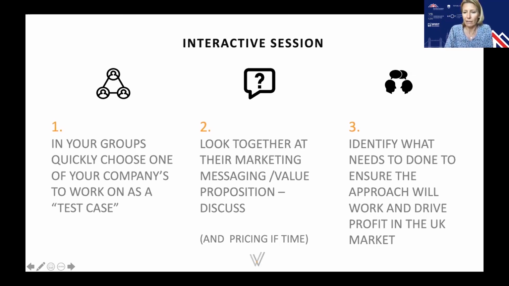And that's what I'm talking about here in step 3. Identify what needs to be done to ensure the approach will work and drive success and profit in the UK. Now, I've got in brackets there to think about your pricing if you have time. If you have time, please include the steps that you would take to get your price right in the UK as well.